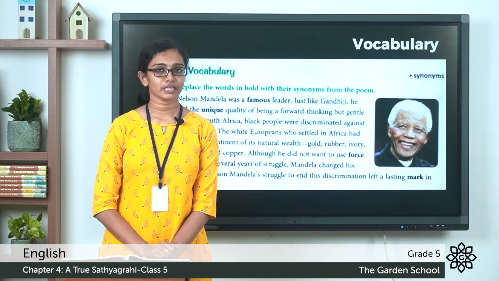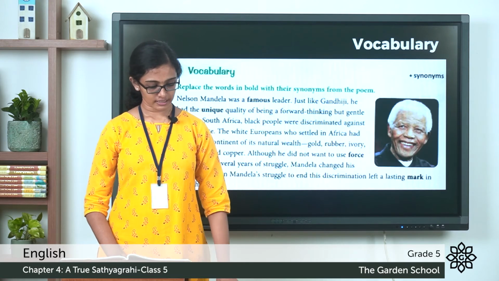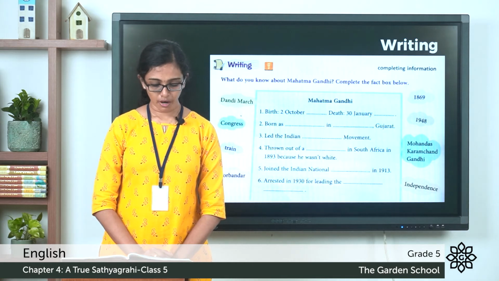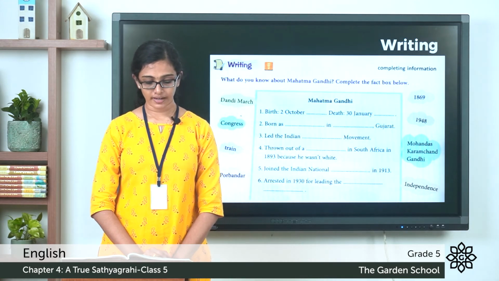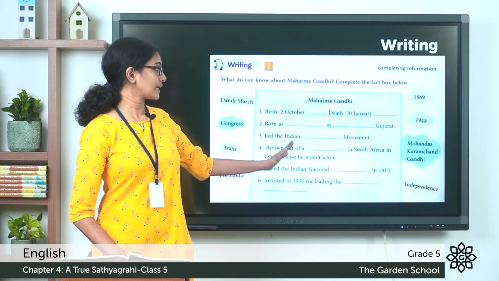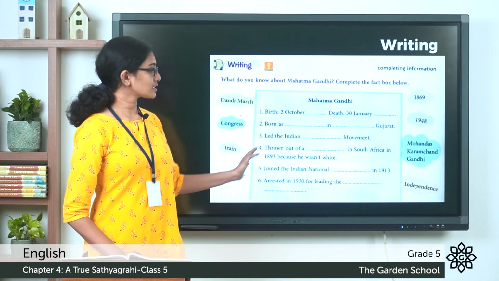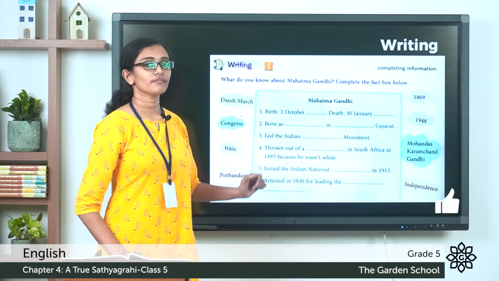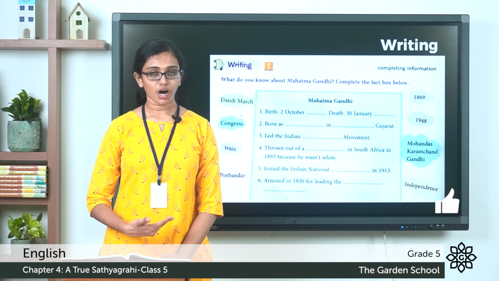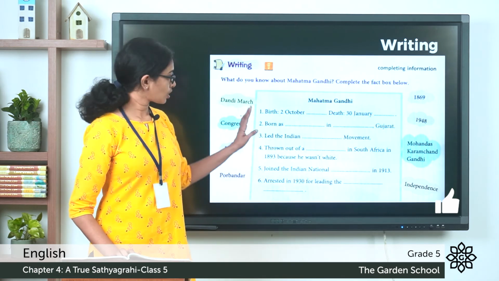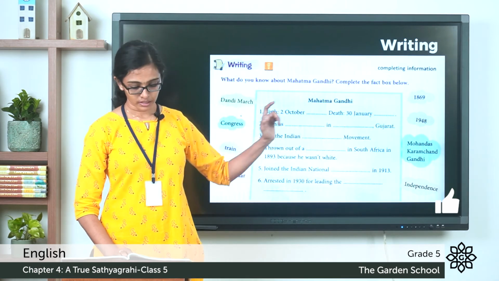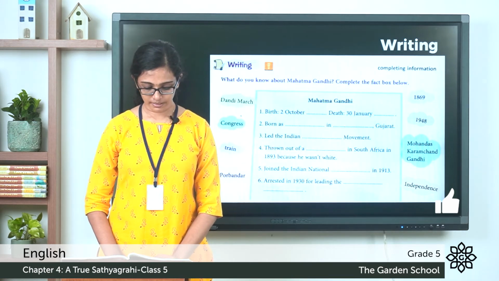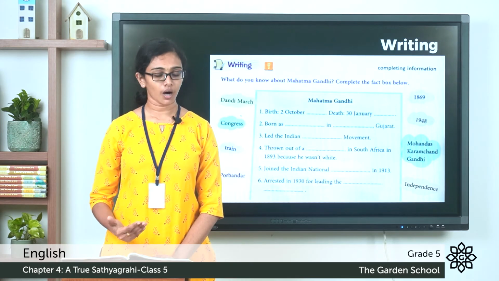Hope you got all the words correctly. Now the next set of exercise is writing, and it's about completing information. What do you know about Mahatma Gandhi? Complete the fact box below. You can see a box there and spaces are provided and the options are given on both sides. You have to choose the correct options and complete this fact box. So let's see the options first. Dandi March, Congress, Train, Porbandar, and there you have 1869, 1948, Mohandas Karamchand Gandhi and independence. These are the options given to you.